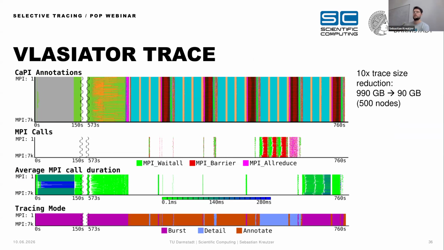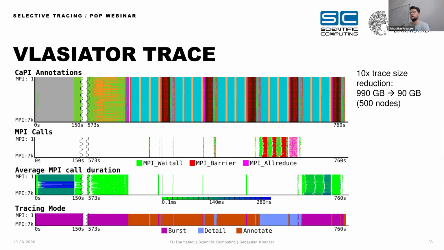So on top here, you can see the annotations. These are the region names generated by Kapi and instrumented. At first, we have the initialization phase, which is shortened here, and then the individual time steps. And below that, we're showing the MPI calls.